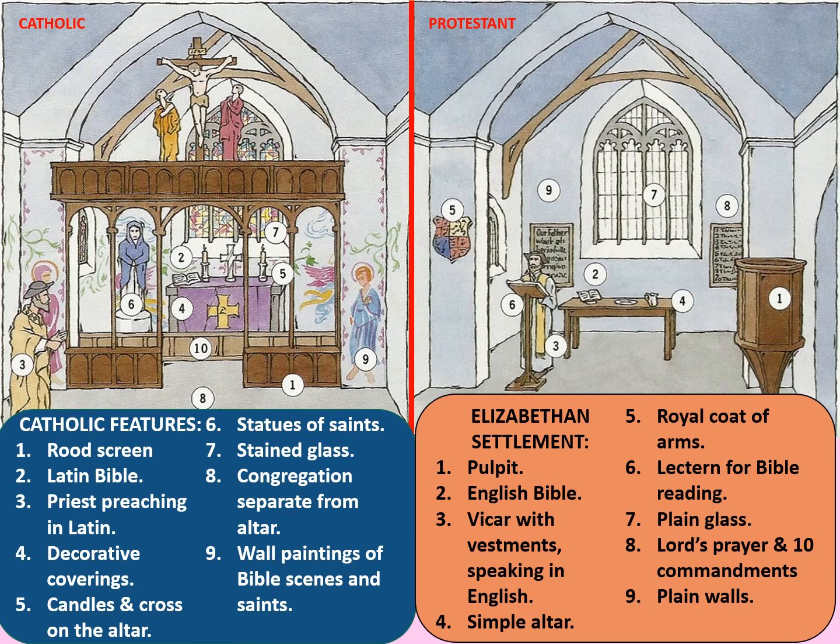There's a simple altar. There's a royal coat of arms, a lectern for the Bible reading, plain glass, and a Lord's Prayer and 10 Commandments. There's also plain walls. However, this is a massive generalisation. If you've ever been into an English country church, you've probably seen things different to this, and it depended on the church. So really, was there that much uniformity?